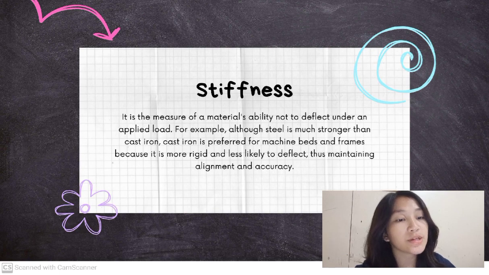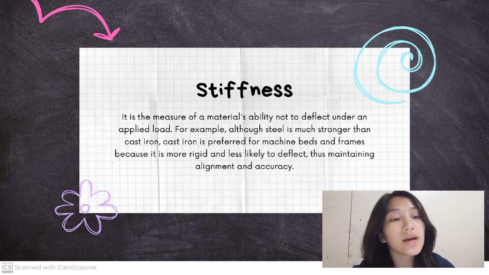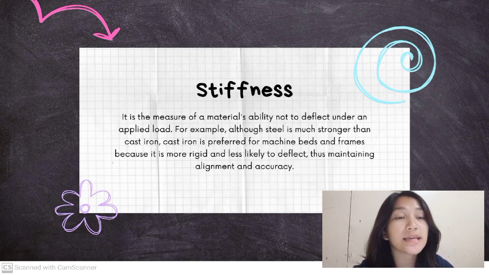Stiffness. It is the measure of a material's ability not to deflect under an applied load. For example, although steel is much stronger, cast iron is preferred for machine beds and frames because it is more rigid and less likely to deflect, thus maintaining alignment and accuracy.